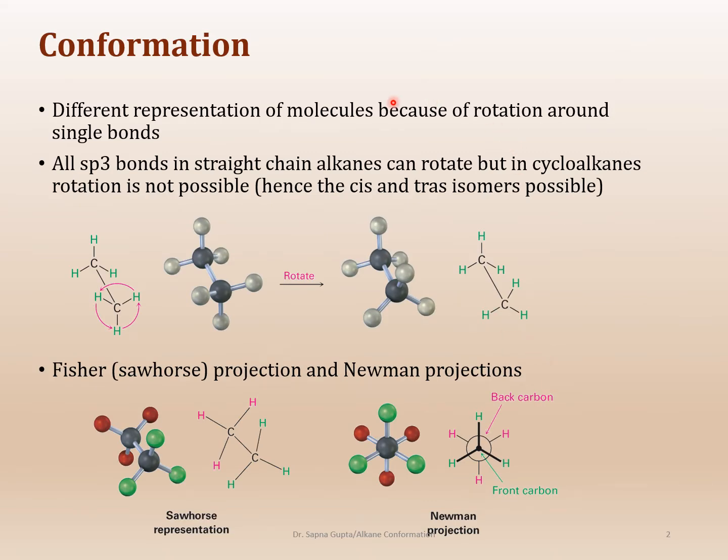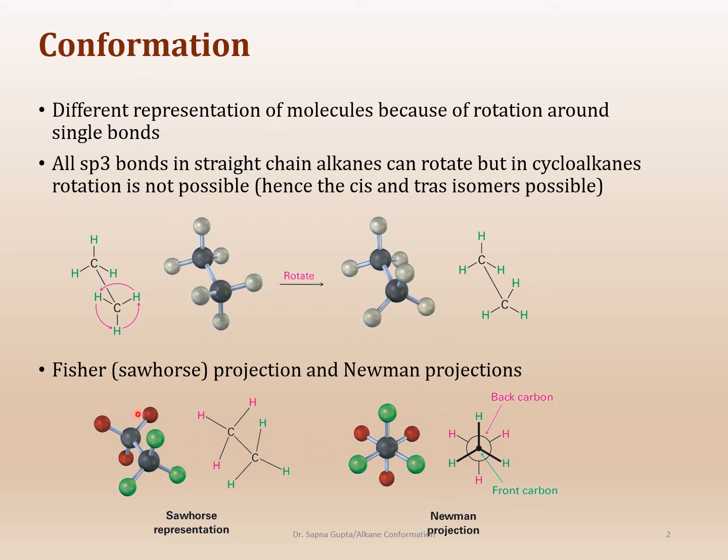Conformation is because of rotation around single bonds. Remember, all single bonds are sp3 hybridized, and in carbon, the single bonds are sp3 hybridized, which is only the alkanes family. Cycloalkanes also show conformation, but because rotation is not possible, they have a little bit different kind of isomers and conformation. And we'll talk about all of these when we get to the cyclic compounds. Right now, we'll focus more on the straight chain.